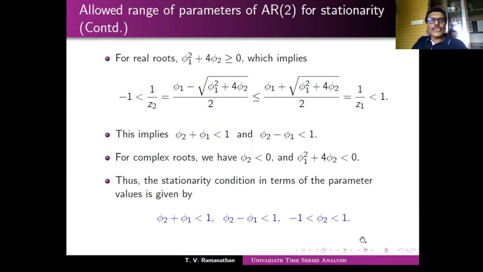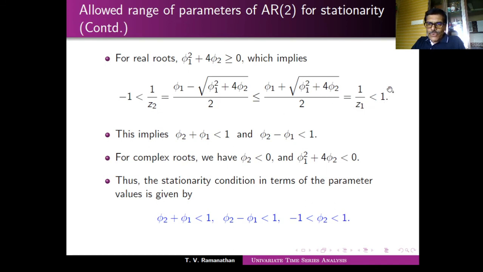So this shows that we now have a situation where the roots need not be real all the time, because it's a quadratic equation, so you can have real and complex roots. If you have real roots, then you will be able to establish something like this: minus 1 less than 1 by z2, which is equal to this quantity, and because there is a minus here, plus means it is larger, and this will be 1 by z1 and this will be 1 by z2 less than 1. So you consider this quantity individually. You can just ignore this and consider minus 1 less than this quantity. Then take 2 to this side, simplify this, and you get phi 2 plus phi 1 less than 1.